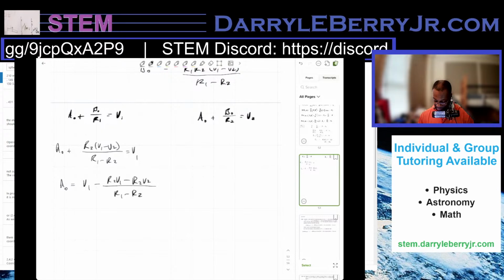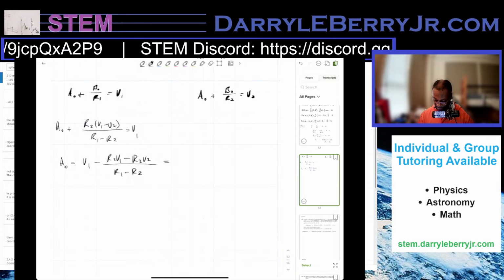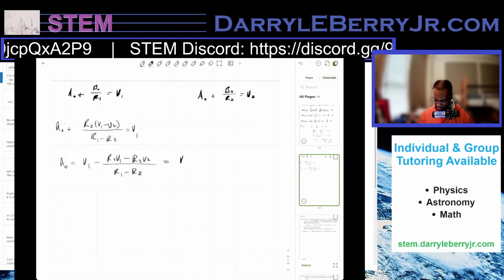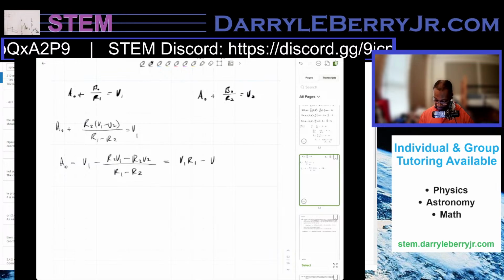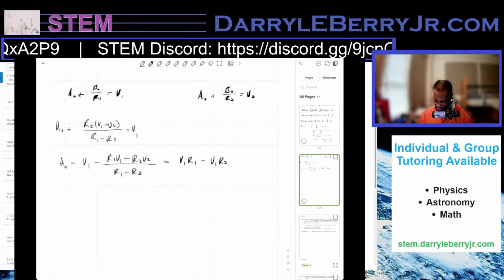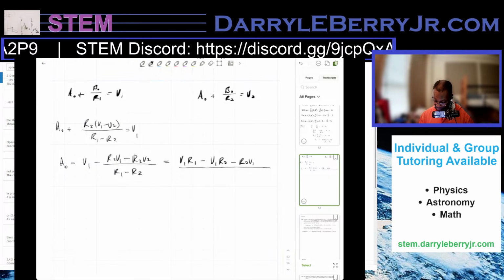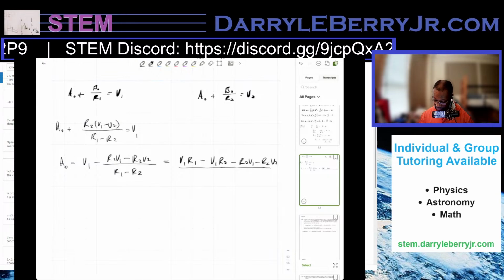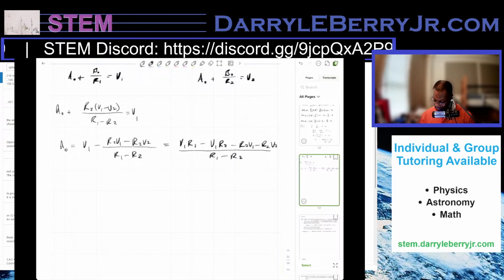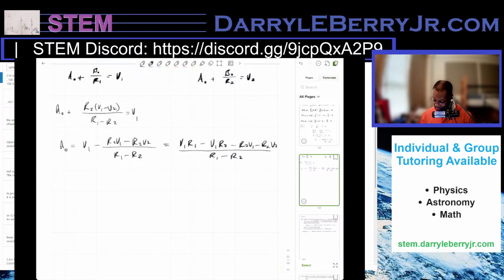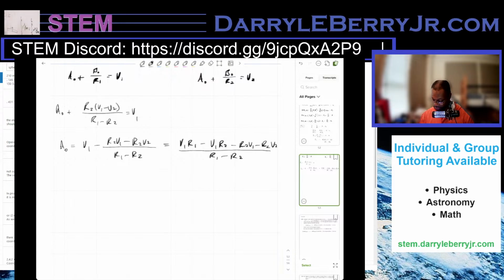And looks like we're going to combine the denominator and say this is V1 R1 minus V1 R2 over minus R2 V1 minus R2 V2 over R1 minus R2. And hopefully one of these cancels. Let's see. I think they do.